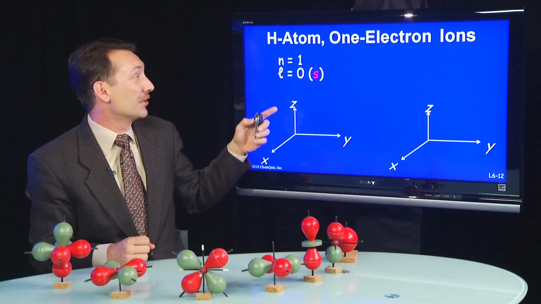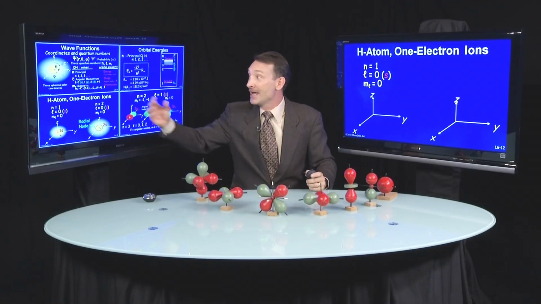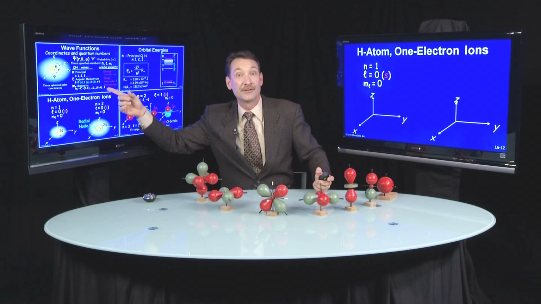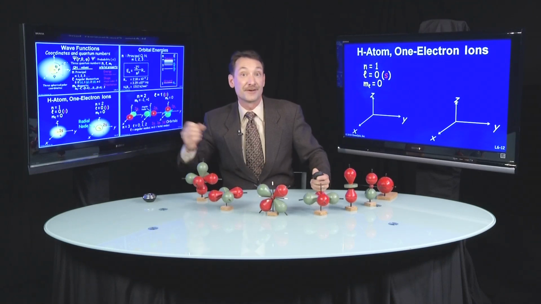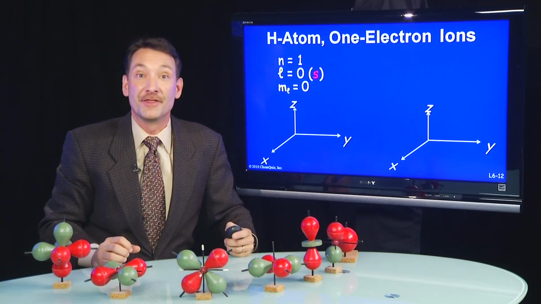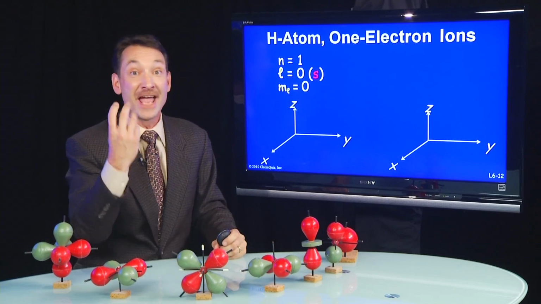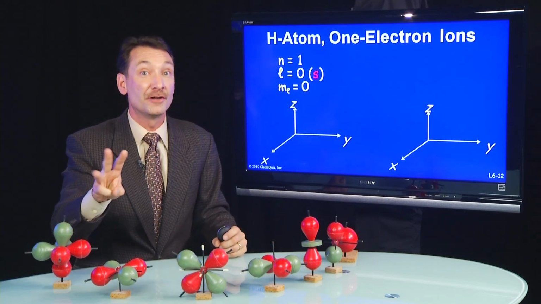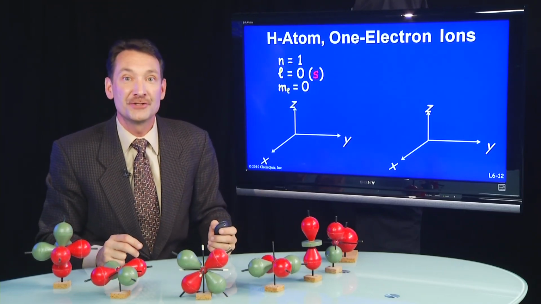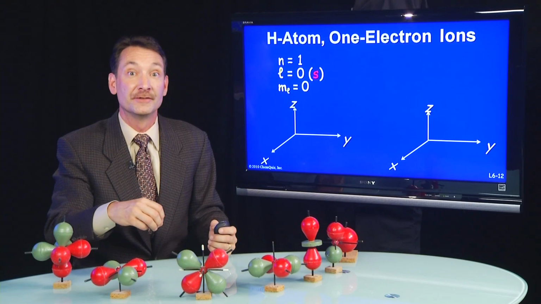Now, for L equals 0, the only possible value of m sub L is 0. Remember, m sub L goes in integer steps from minus L to L. So if I go from minus 0 to 0, that is, of course, still 0. So only one value of m sub L for this particular principal quantum number n. So now we have 3 quantum numbers that describe an orbital, and we're going to call this orbital the 1s orbital. We're going to use the designations of the quantum numbers to describe the orbitals.